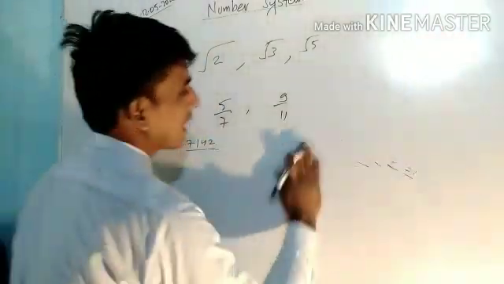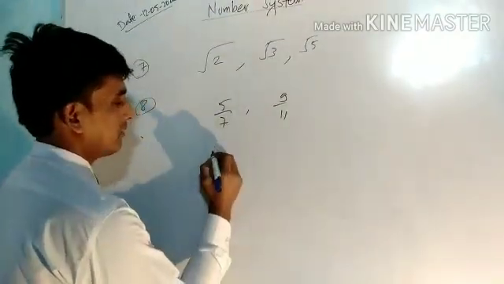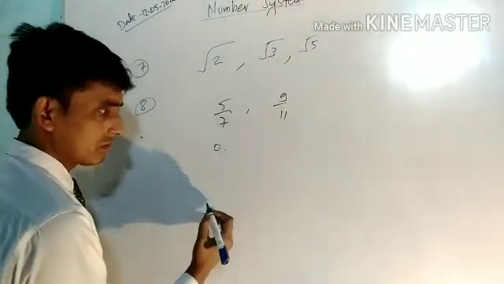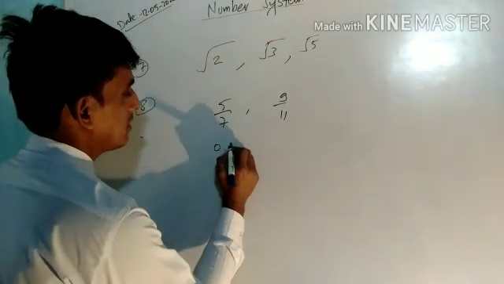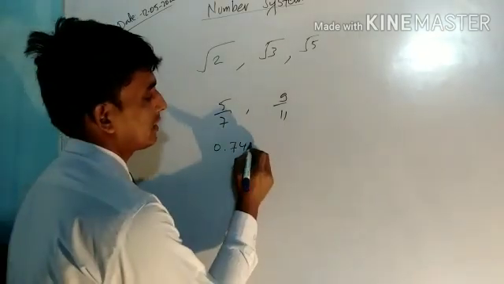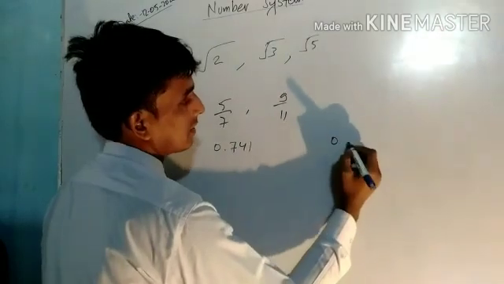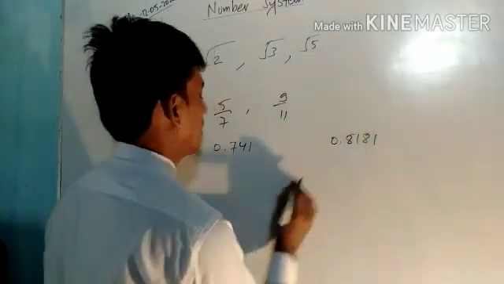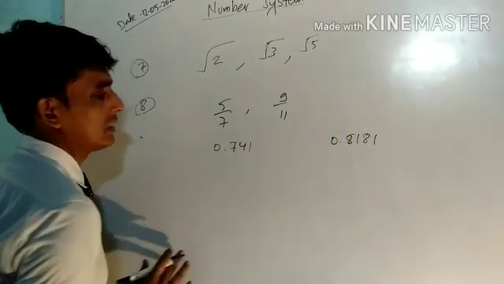So now we have to write three different irrational numbers between 0.74... what was the number? Sorry, 0.741, and this number is equal to 0.8181. So we have to write three different irrational numbers between these two numbers.